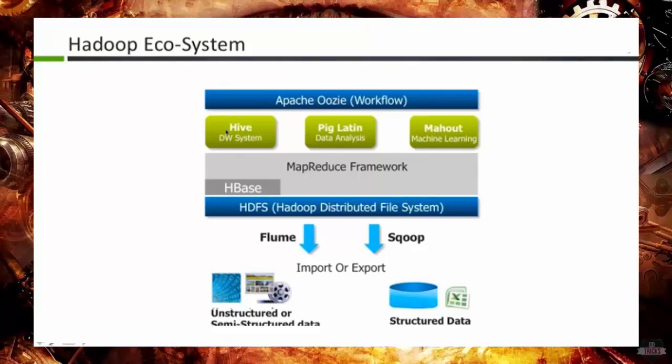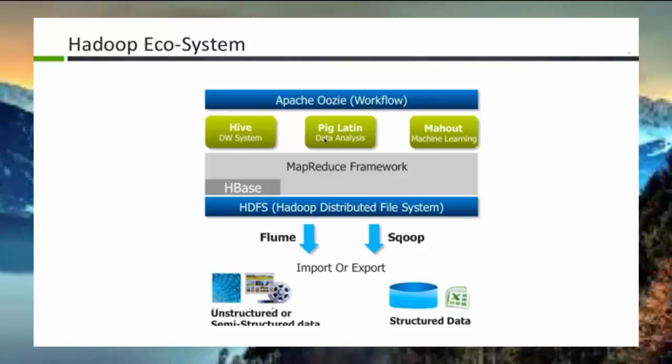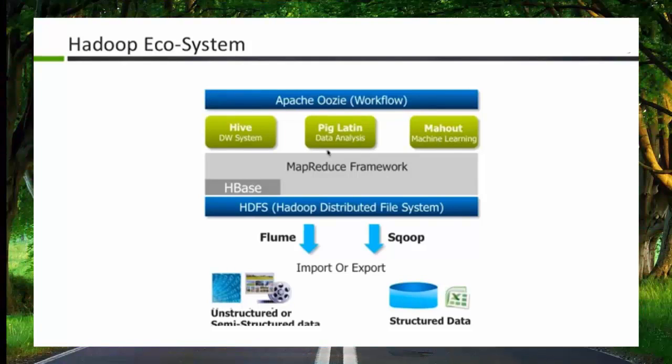Hive is the data warehousing system in Hadoop. We'll be covering that as well in one of the classes going forward. This Hive was developed by Facebook. Pig is another data analysis tool in the Hadoop framework which was developed by Yahoo. We'll be covering that as well.